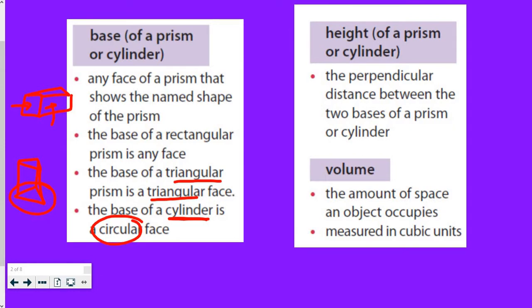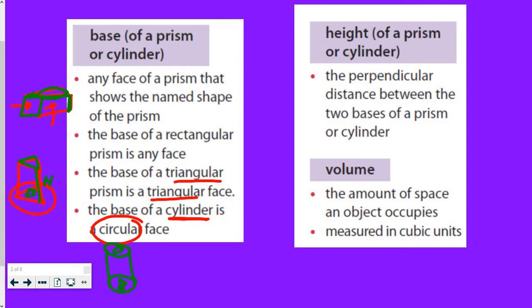And the height of the prism is the perpendicular distance between the two bases of the prism or the cylinder. So if this is your base, this would be the height. If this is your base, this triangle, this would be the height. If you had a circular one, this would be your height, because the base is always the circle. The base is always the triangle, so the height must be this. On this one, it's just the opposite. If you use this as the base, this would be the height. Squares can be used easily.